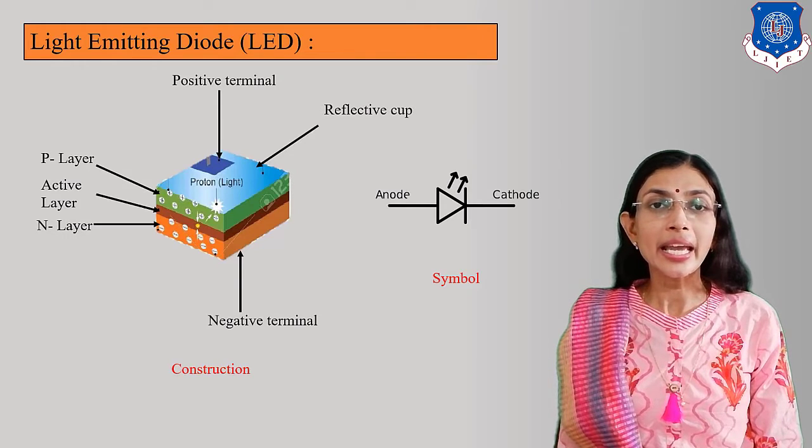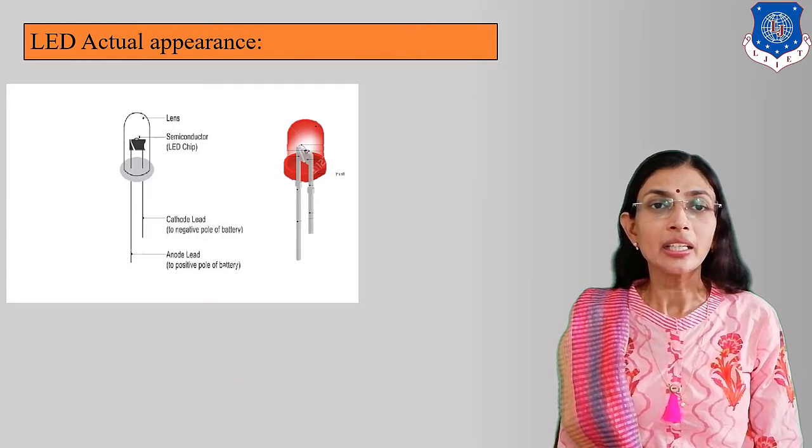Look at this. This is the actual appearance of LED. There are two leads, the long lead is the anode, and the short lead is the cathode. One lens is used and the semiconductor material is placed inside the lens.